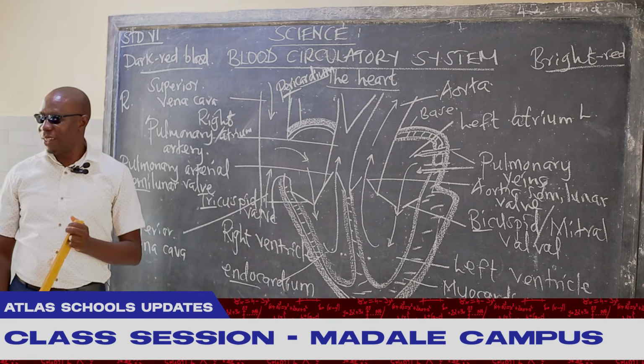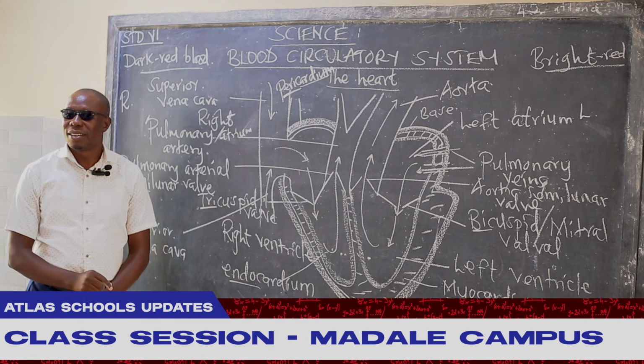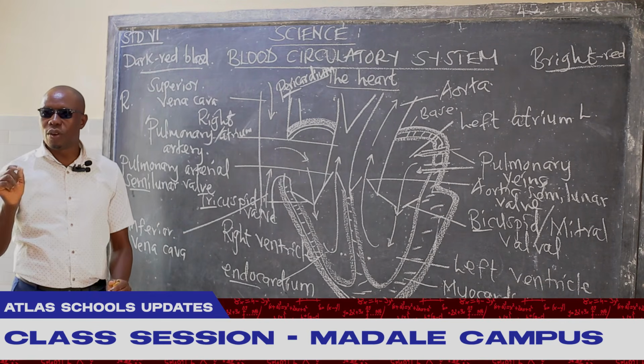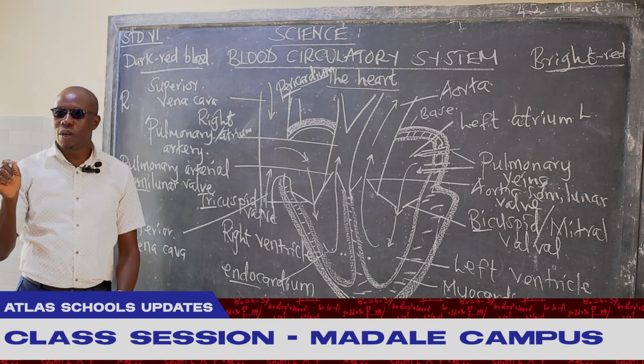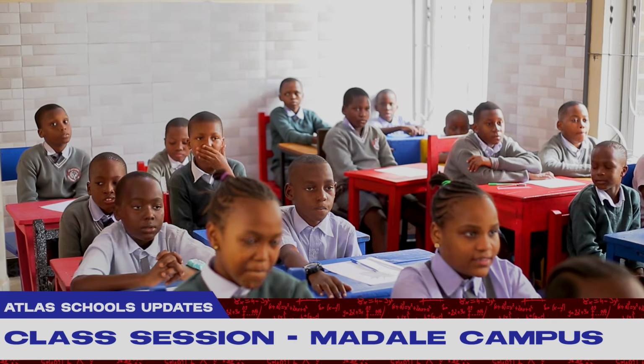What is blood going to do in the lungs? To be oxygenated. So how do we call that process? How do you call it in one word? It's called oxygenation. We call it oxidation, right?